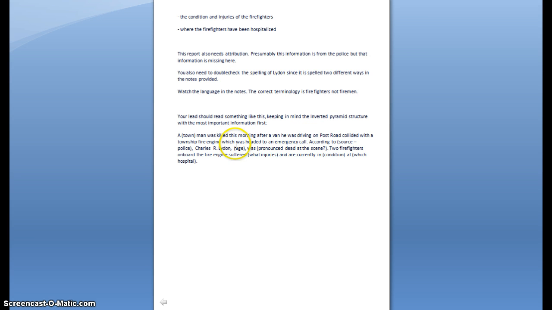So your lead should read something like this, keeping in mind the inverted pyramid structure with the most important information first. Whatever town he's in, a Montclair man, if that's the town, was killed this morning after a van he was driving on Post Road collided with a township fire engine, which was headed to an emergency call. According to whoever the source is, the police spokesman, Charles R. Lydon, make sure you check that spelling, age, was pronounced dead at the scene, if that's where he was pronounced. In the third sentence, 2 firefighters on board the fire engine suffered whatever injuries and are currently in whatever their condition is at whatever the hospital is.